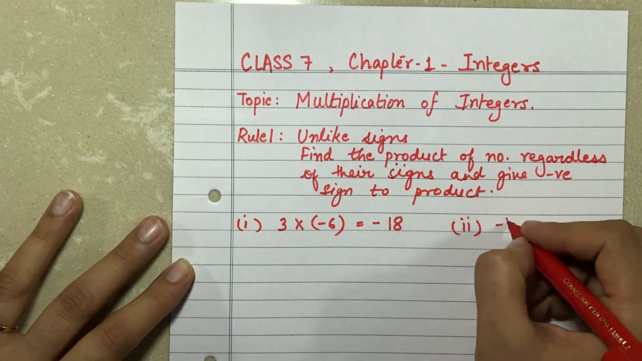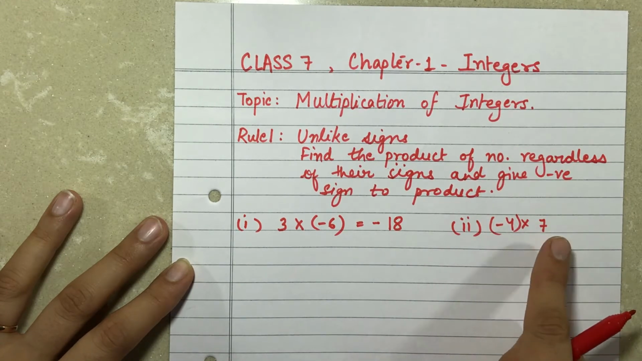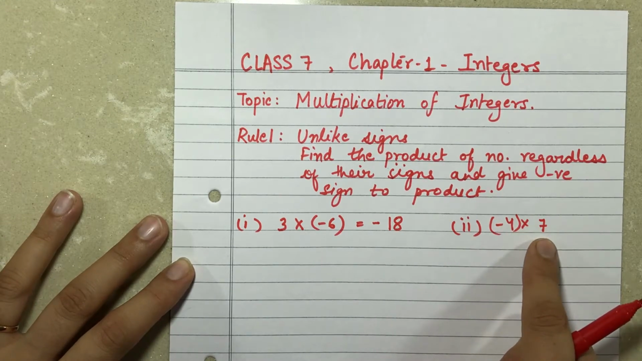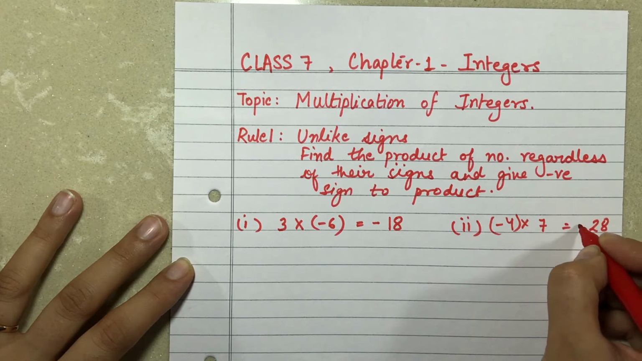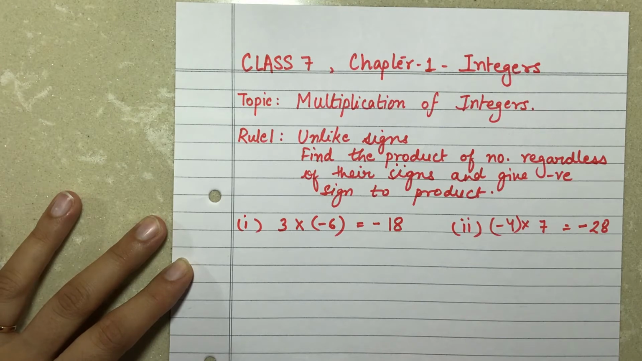Now let's look at another one. If I have minus 4 and 7, I hope you can notice that we have unlike signs. One sign is positive and another sign is negative. So simply take out the product, 4 into 7, 28, and a minus sign. Okay? Now, let's come to rule 2.